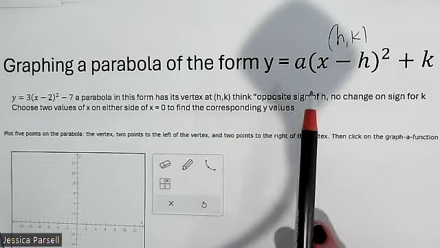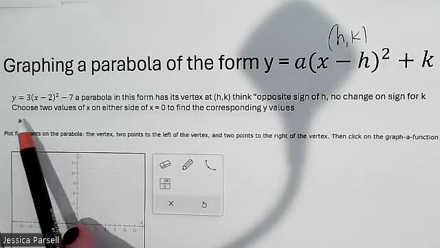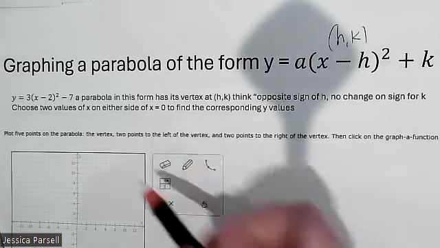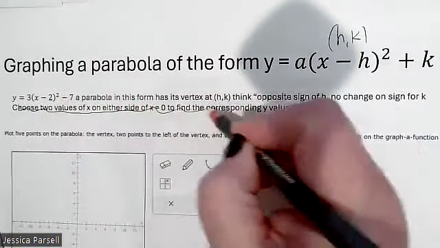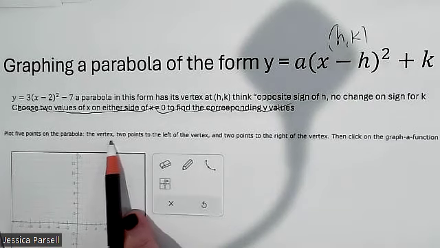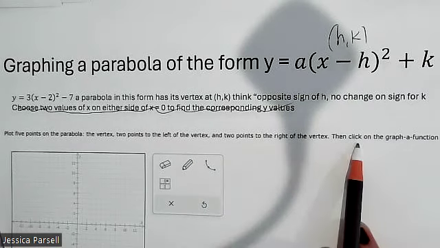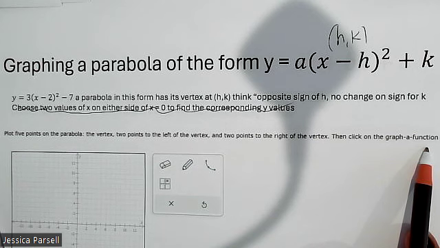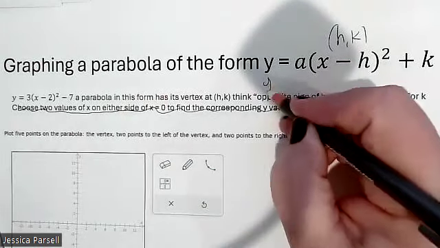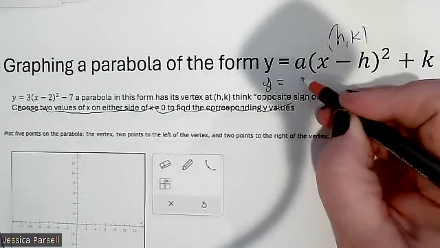And I'll talk you through why I wrote these notes here. Choose 2 values of x on either side of x equals 0. Actually, I can cross this off here. Let's follow these directions. Plot 5 points on the parabola: the vertex, 2 points to the left and 2 points to the right. Then click on the graph a function button. Okay, let me write this out right underneath its formula here.